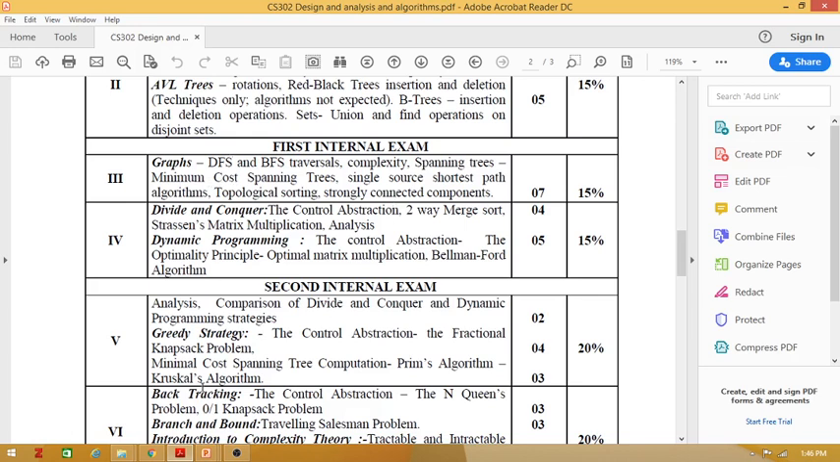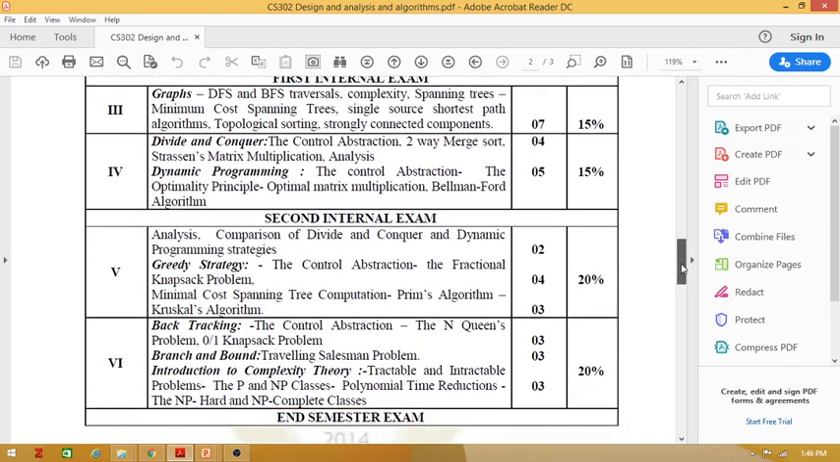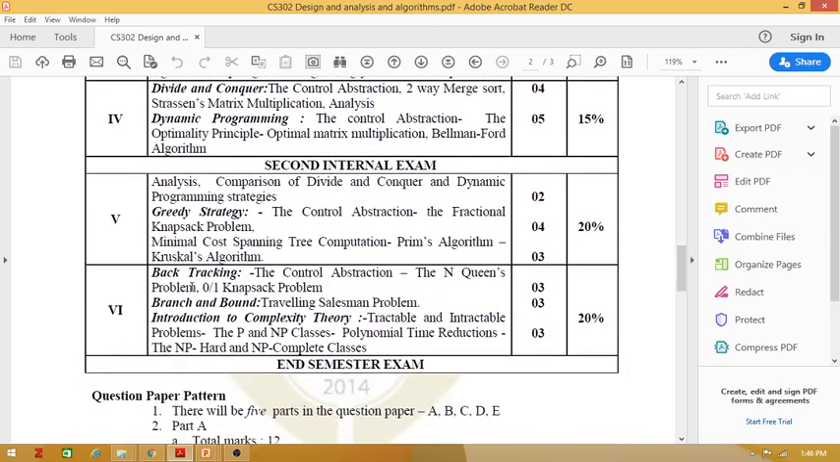And in fact, up to module 5 we have covered everything, and only module 6 is remaining. And these are the major 3 problems: backtracking with 2 examples, N-Queens and 0/1 knapsack; branch and bound with only 1 problem, the traveling salesman problem. Then introduction to tractable and intractable problems, P and NP class, polynomial time reduction, and the definition of NP hard and NP complete.